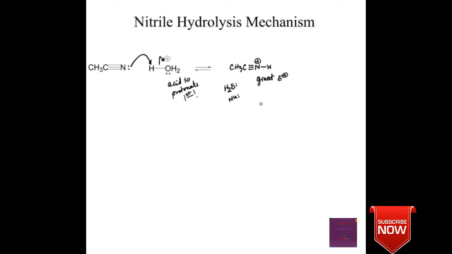And how are they going to react? Well, just like they would for a carbonyl. This oxygen is going to attack the carbon and break the pi bond. Totally analogous to a carbonyl. This oxygen still has two hydrogens on it and a lone pair, so it's going to be an O+, and we now have a double bond between the carbon and the nitrogen instead of a triple bond.